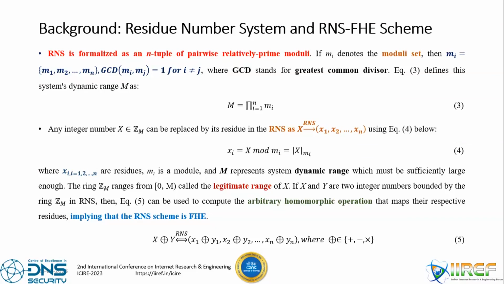Equation 3 defines the system dynamic range, capital M, which is the product of all the moduli. So, for instance, if we have an integer capital X, which is a member of the set of natural numbers within the ring of M, the dynamic range, in RNS this number X can be represented in its moduli as small x1, x2 up to xn using equation 4, where small xi is equal to capital X modulo mi. And the small xi are the residues.